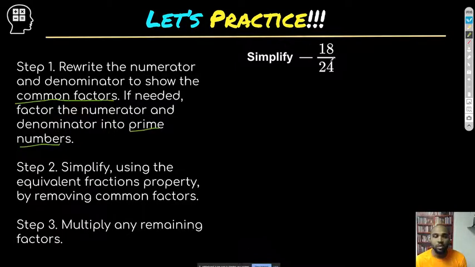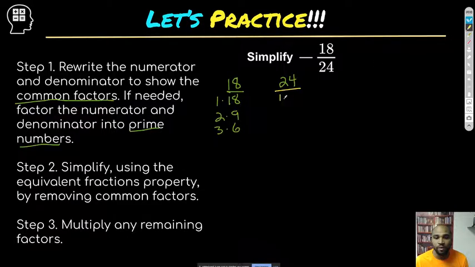So 18 and 24. The first thing is rewrite the numerator and denominator to show common factors. What factors do 18 and 24 have in common? Well, I'm going to show you this way, and I want to continue to do this because I want to save time. But let's think about, what are the factors of 18? We've got 1 times 18 is 18, 2 times 9 is 18, and 3 times 6 is 18. I don't think there are any more because it's going to start repeating, going backwards: 6 times 3, 9 times 2, and so on. So that's it for our 18.